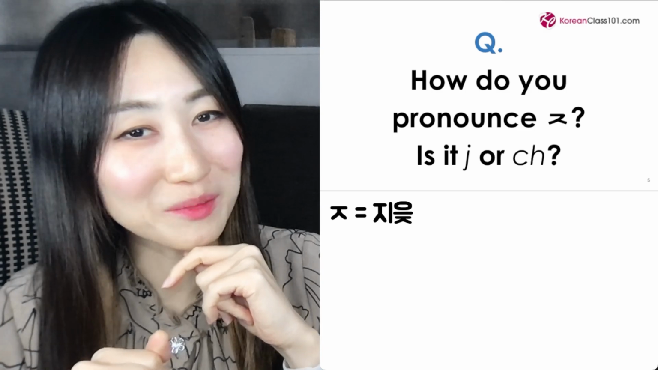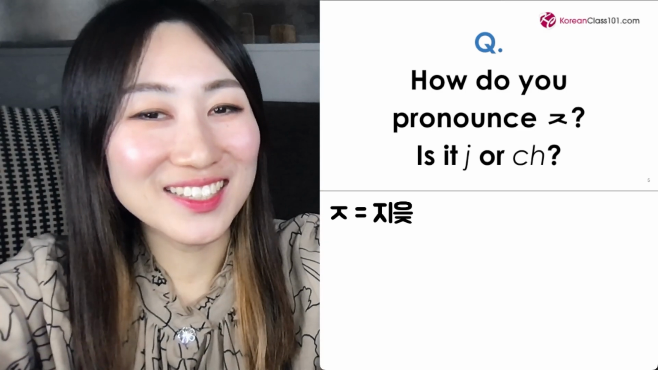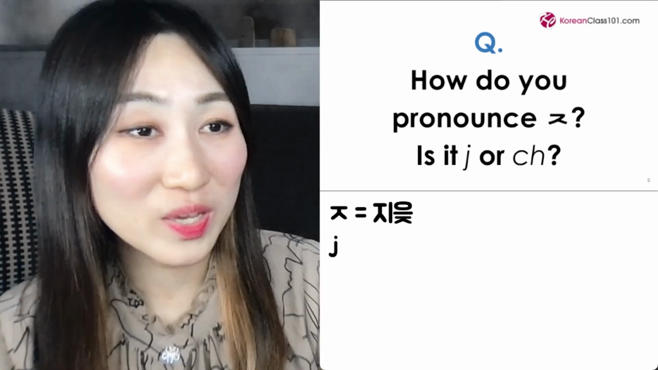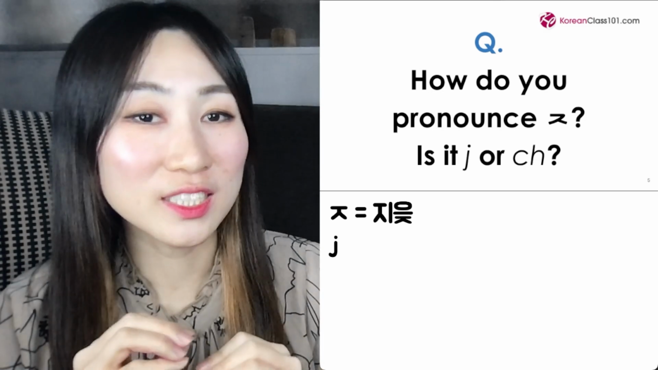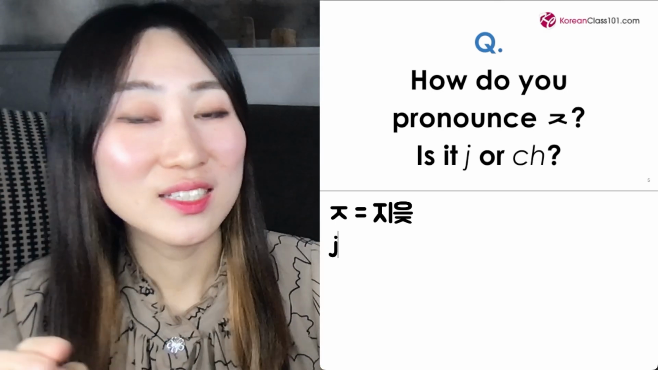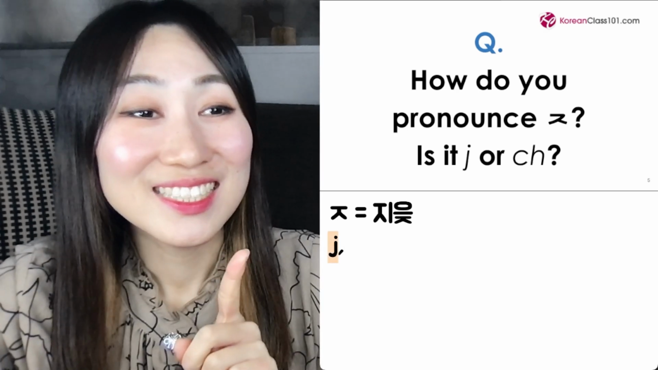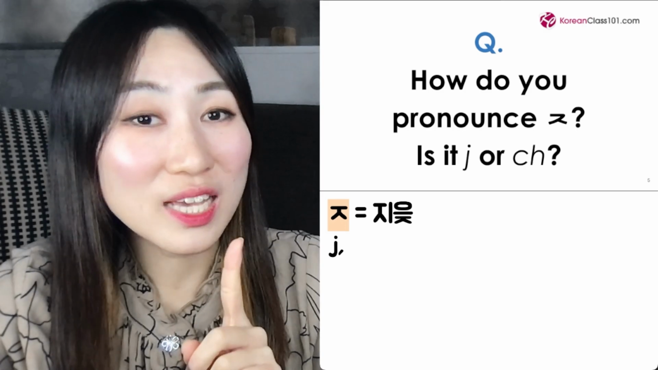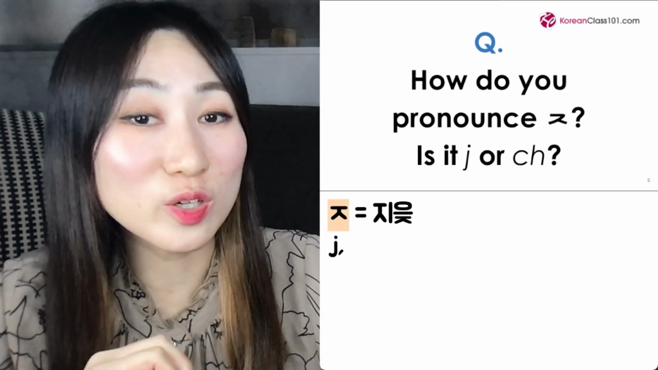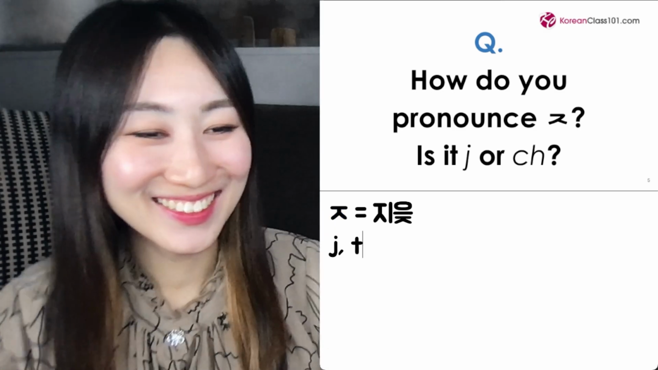I would say none of them. It's because of this. First, when it's used at the beginning of the word, beginning of the syllable, it's J. It's just J. That's it. It's not CH. But if this 지읒 sound comes at the 받침 position, used as a final consonant, then it's a T sound. What? I know.